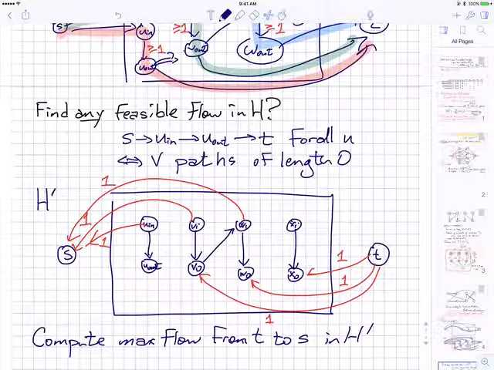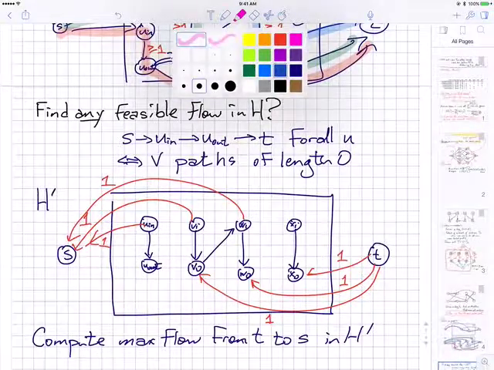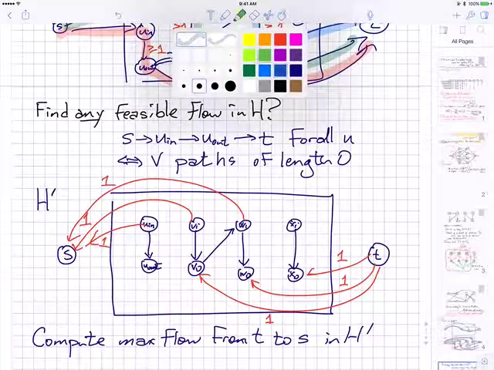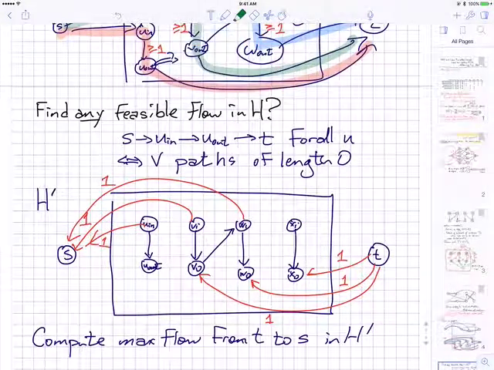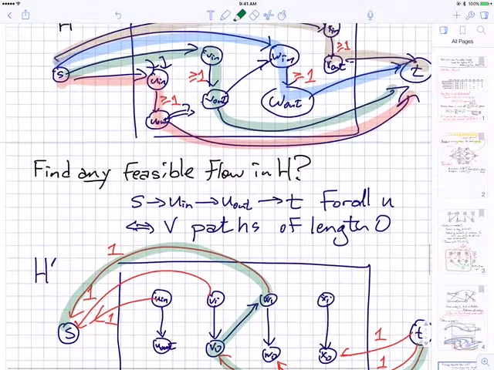So in particular, if I use Ford-Fulkerson for this, I'm going to be computing some sort of augmenting path. Hopefully everyone can see an augmenting path in this DAG. Let me make it green, it will show up. So I can, for example, go like this. That is an augmenting path in this DAG.